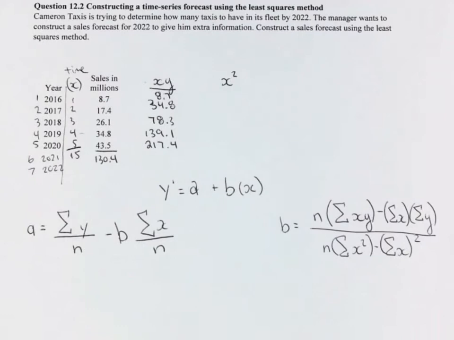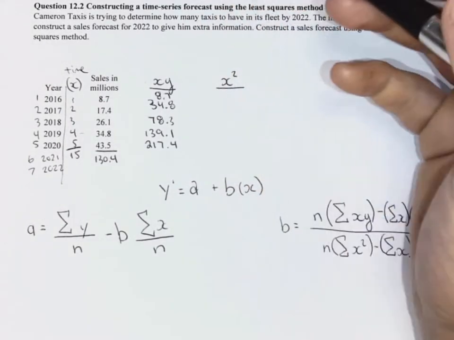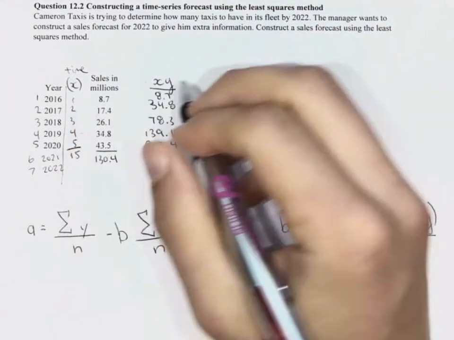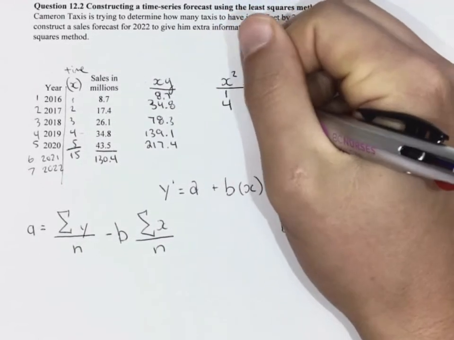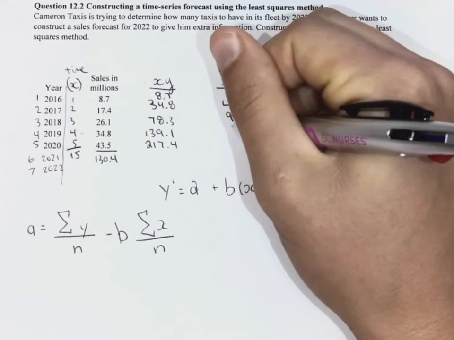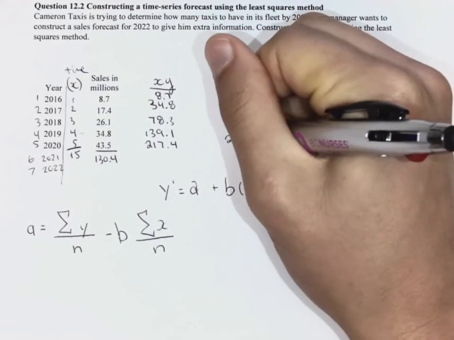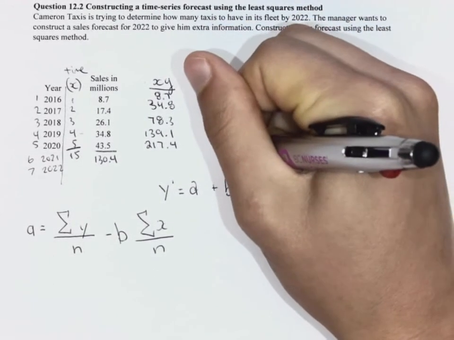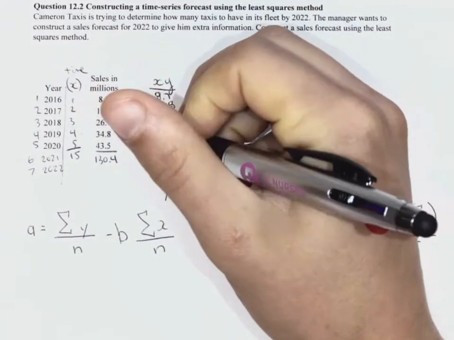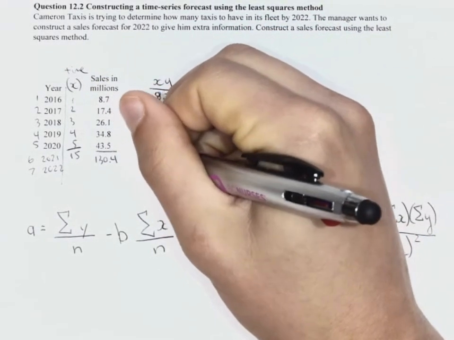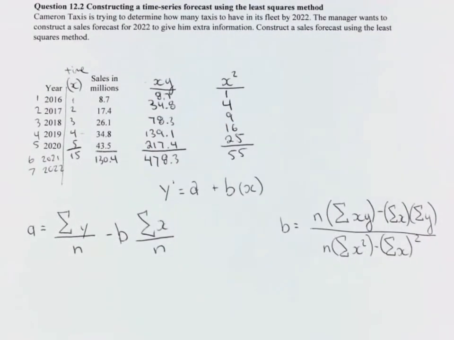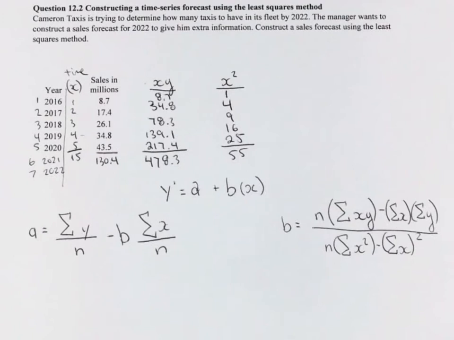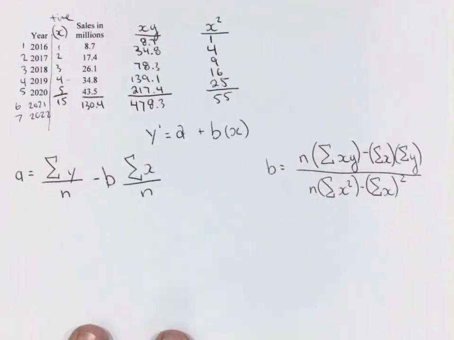We'll also need our x squared. So we can square our x's. 1 squared is 1, 2 squared is 4, 3 squared is 9, 4 squared is 16, and 5 squared is 25. And this includes these sum totals at the bottom. So we now have enough information to solve for B, so let's go ahead and do that.